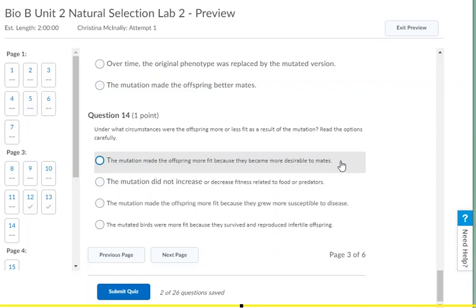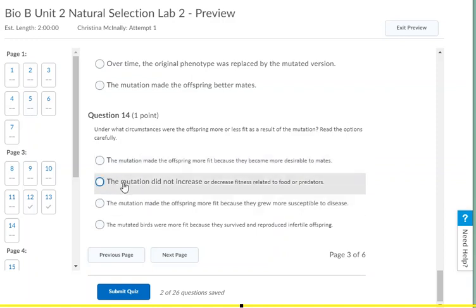False. In general, if a mutation made the offspring more desirable to mates, would that make them more fit? Oh, I guess so, because you're repopulating. True. Because you're making the population bigger, right? So they are desirable. It's all about making the babies, right? Okay. So that would be a true statement.